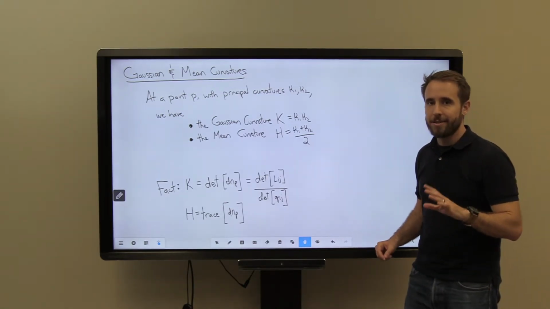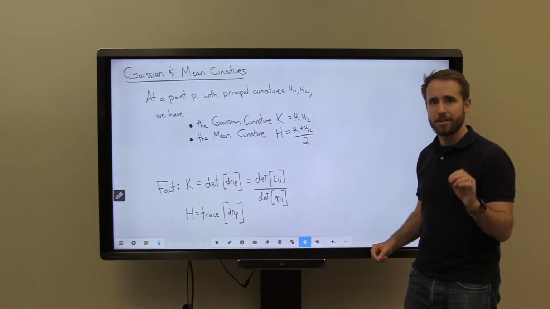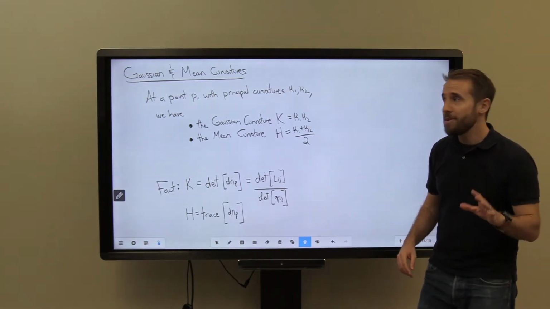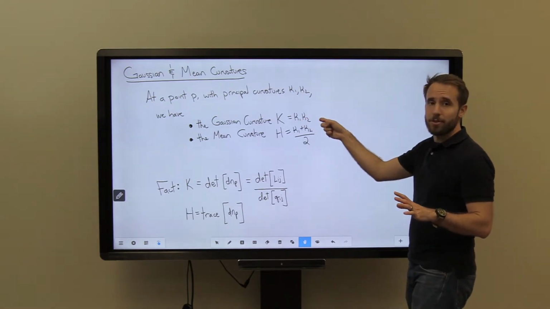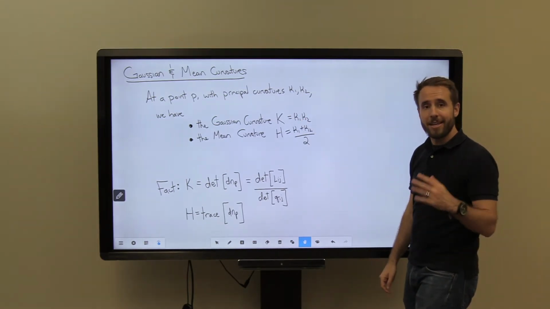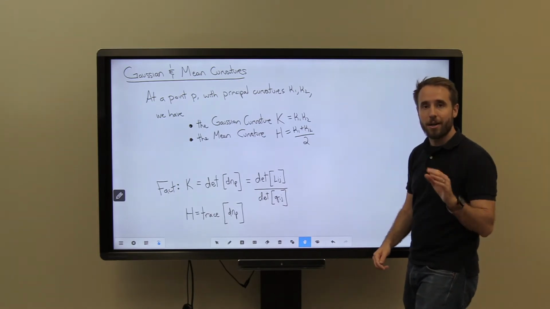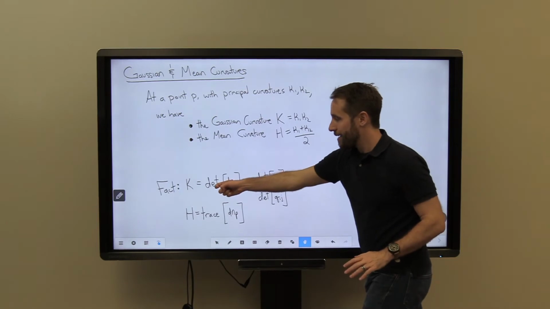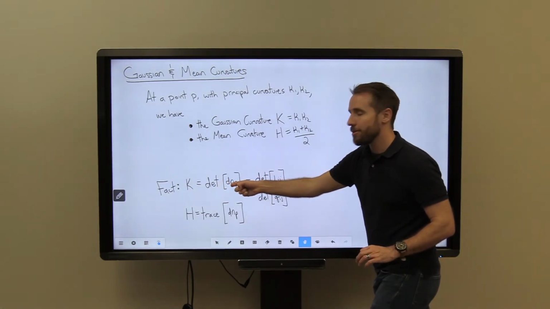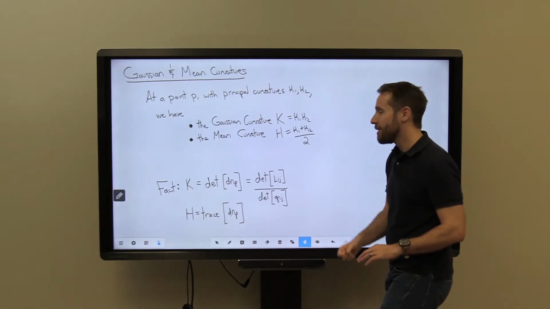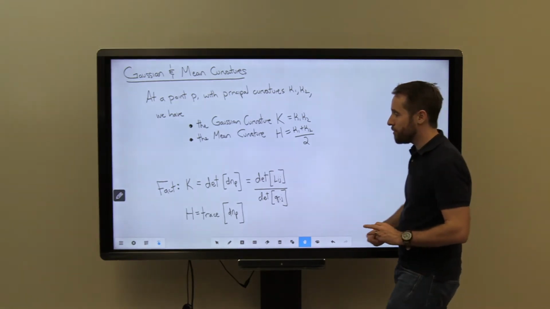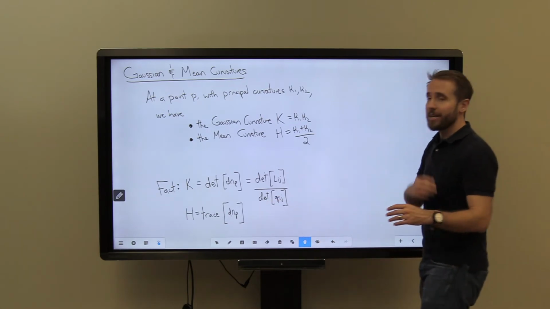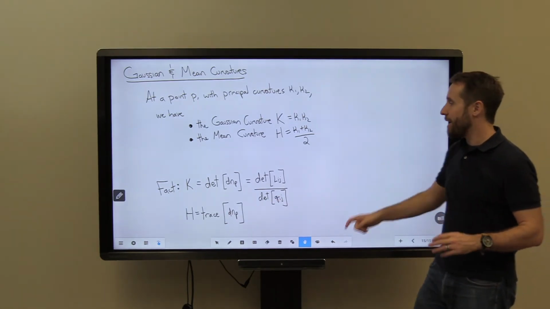And without going into the details in this video, we'll save that for linear algebra exposition, this means that kappa 1 times kappa 2 will end up being equal to the determinant of that differential of the Gauss map. So Gaussian curvature is equal to the determinant of this matrix, while the mean curvature is equal to the trace of this matrix.